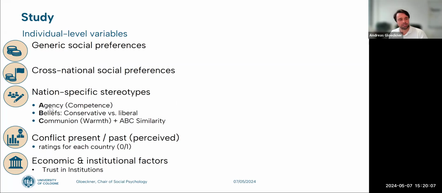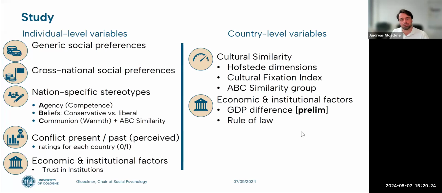So they basically indicated how agentic, how conservative, and how warm they thought the people from the other countries are, including their own country. They rated the conflict between their own country and the other country. They rated the trust in the institutions in their own country. And then we took some country-level variables from available sources like Hofstede dimensions. So this is cultural similarity that was calculated there. Cultural fixation index, then the similarity on the stereotype dimensions on the group level was calculated.